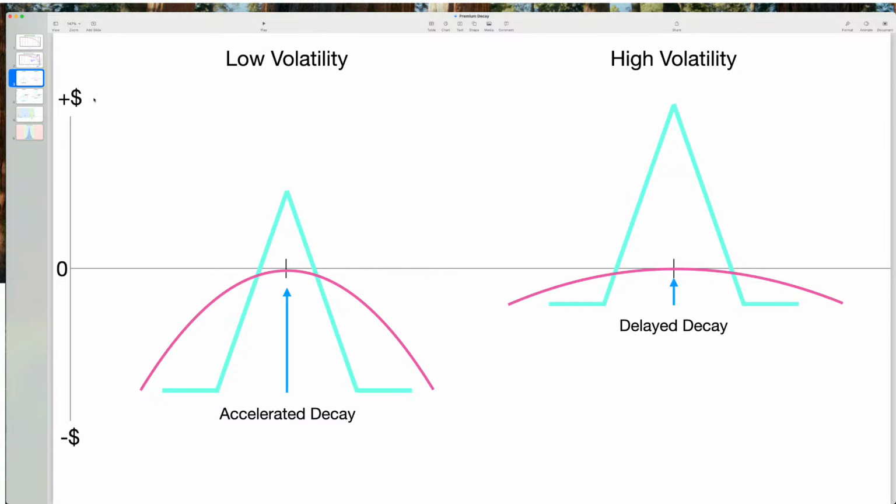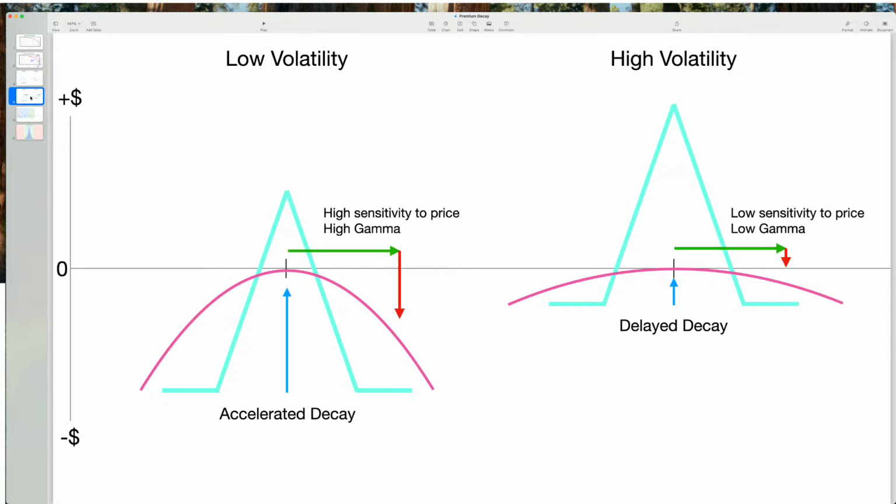Now, there's another aspect to this that's extremely important, and that is the sensitivity to price that we have in low volatility versus high volatility. In low volatility, if we have a 10-point move, say, we have a lot of sensitivity to price because that premium curve, or the real-time P&L, has a very steep slope on it. That's essentially your gamma, that slope. And so we have high gamma, high sensitivity to price in low volatility.